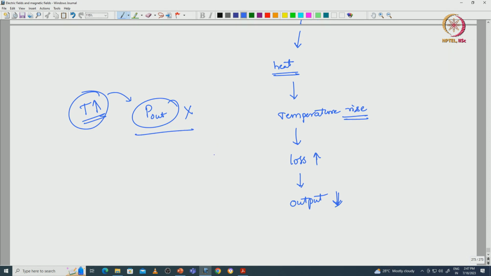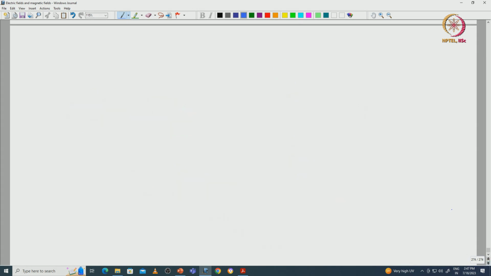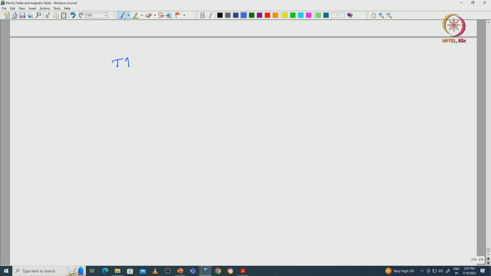In thermal domain, the electrical and mechanical losses are converted to heat, or thermal energy. It is a unidirectional power or energy flow. If the temperature is rising, then automatically losses are increasing. This thing we will discuss with respect to some example.